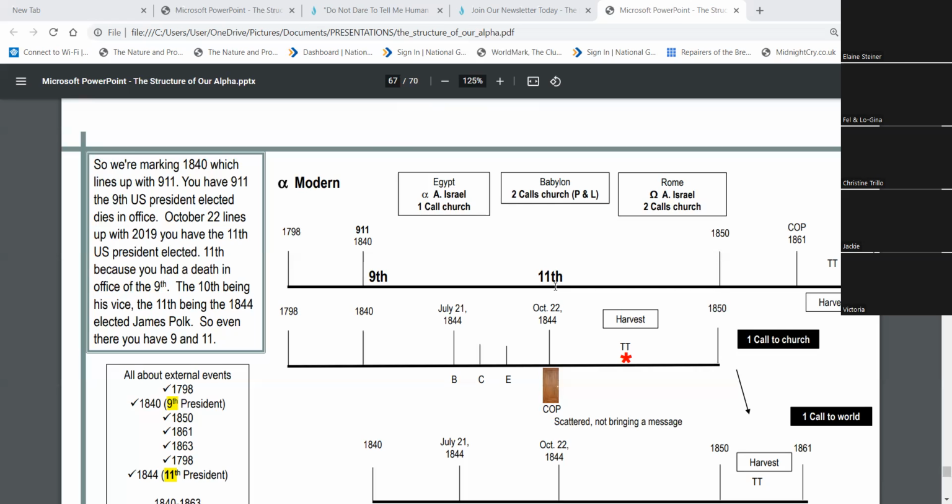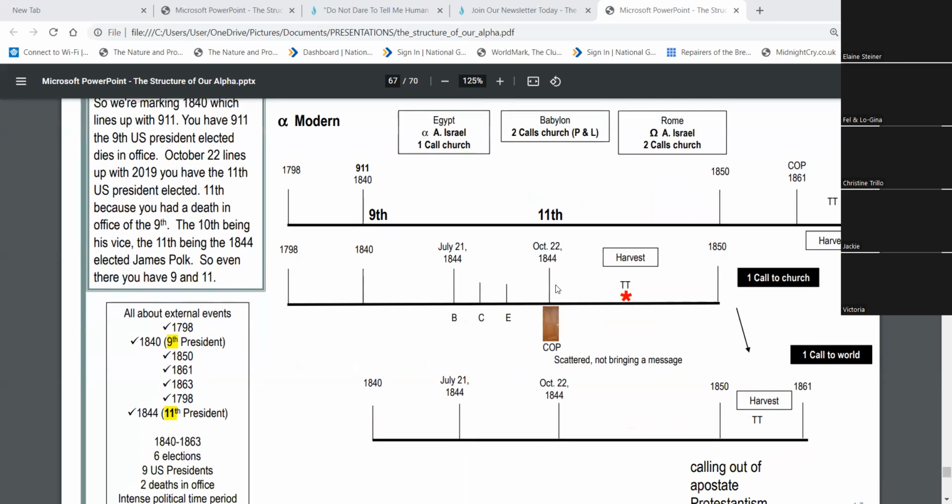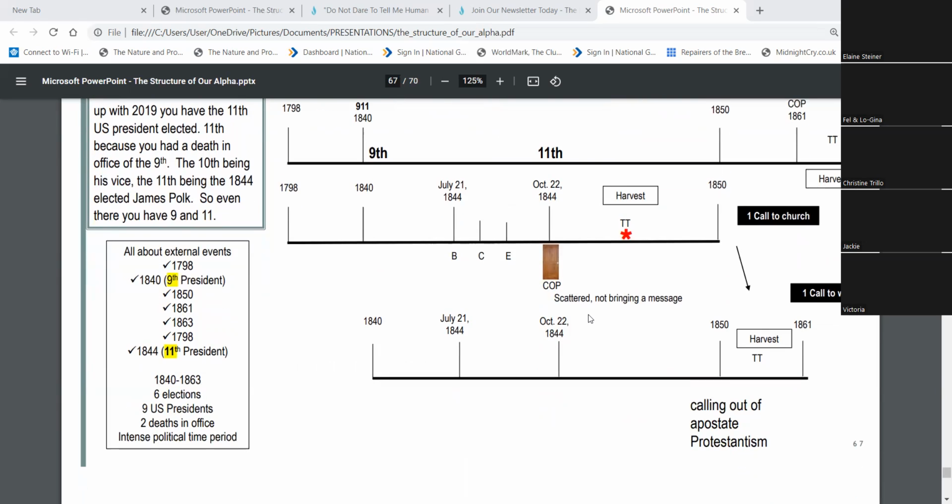All about the external events. 1798, 1840, the 9th president, 1850, 1861, 1863, 1798, 1844, the 11th president. 1840 through 1863, you have 6 elections. You have 9 US presidents, 2 deaths in office, intense political time period.